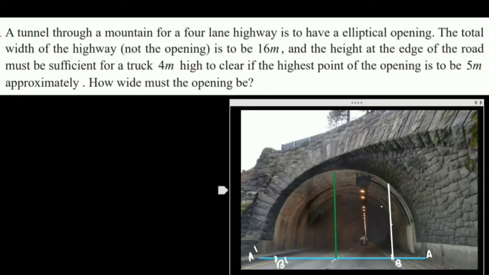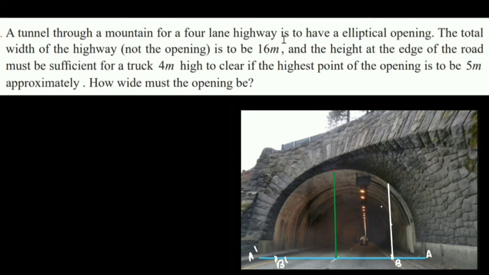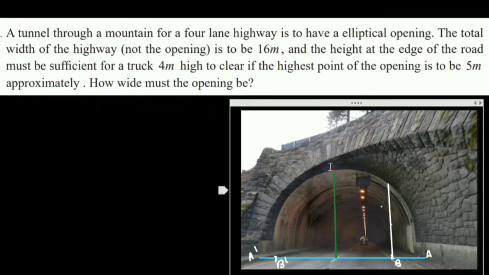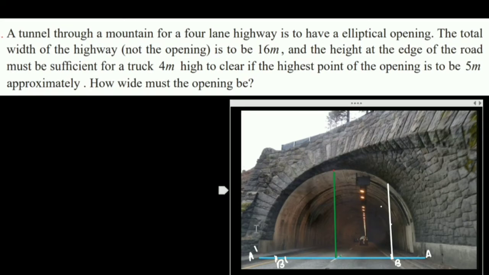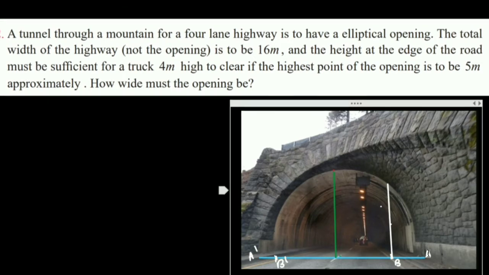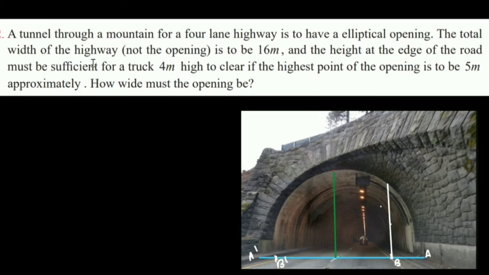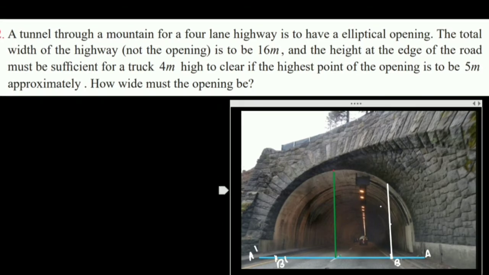Here you can see a mountain and a tunnel, and this tunnel has an elliptical opening, that is, the shape of the tunnel is elliptical. Now the total width of the highway is to be 16 meters, not the opening. So this is the opening: A dash is the opening of the tunnel, the width is A dash. Now the highway is B dash.